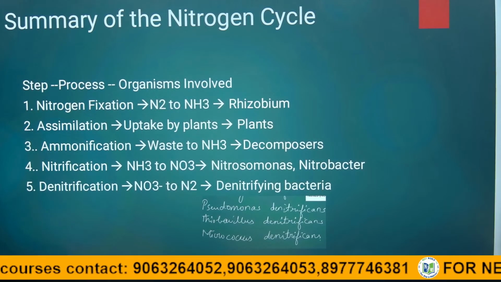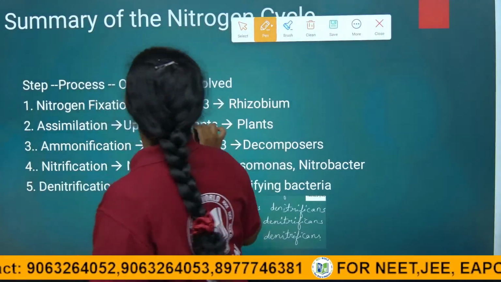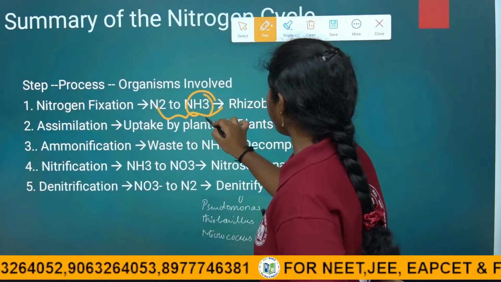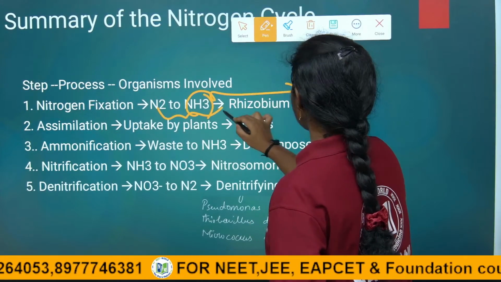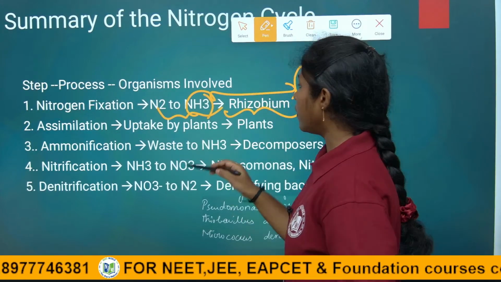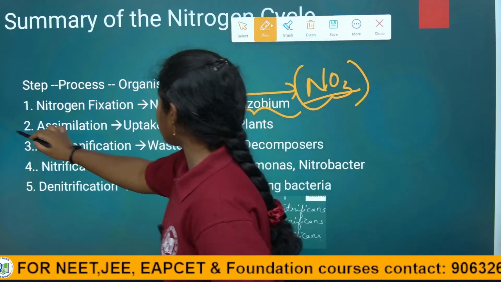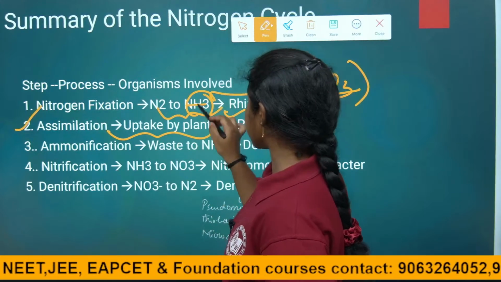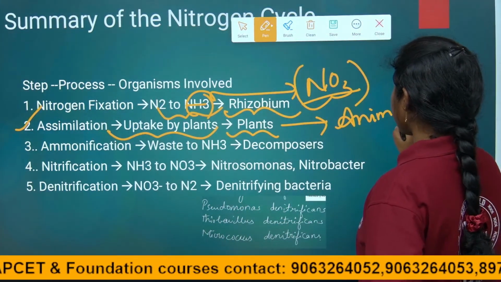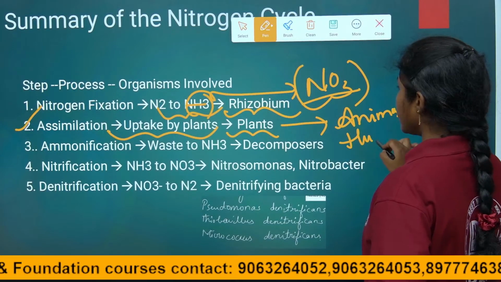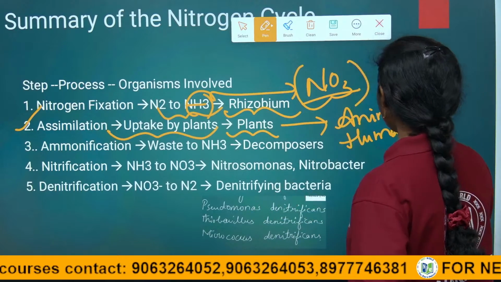In the first step, the nitrogen is going to be converted into the NH3 form or nitrate form with the help of the bacterium called rhizobium, right? And in assimilation, it is taken up by the plants. So plants can be eaten by the animals, and plants eaten by the humans. This is how the nitrogen is indirectly accumulated in the bodies of the organisms.